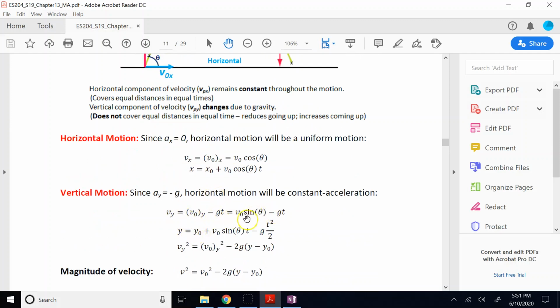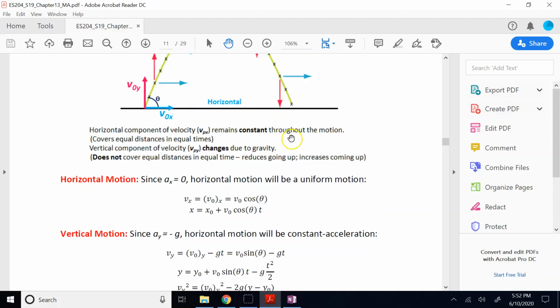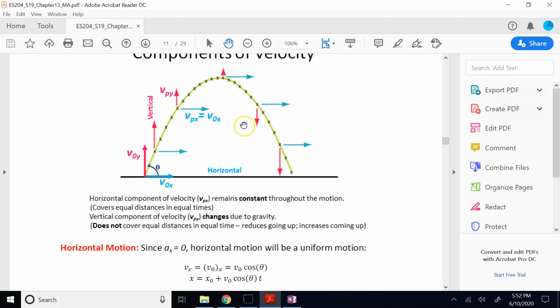Look at this formula. Initially, it's equal to v naught sine theta, a positive number. But as time goes, this negative term, negative gt, will make vy get smaller and smaller until it goes to 0. So you see here, it gets smaller and smaller, and here it gets 0 at the top, and then after it goes 0, now it goes negative. And negative means now I'm going down. It gets bigger and bigger in magnitude until it hits the ground. So that's what happens to the projectile.